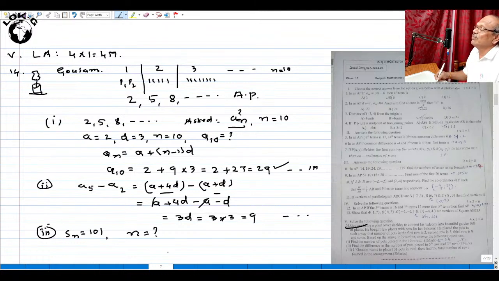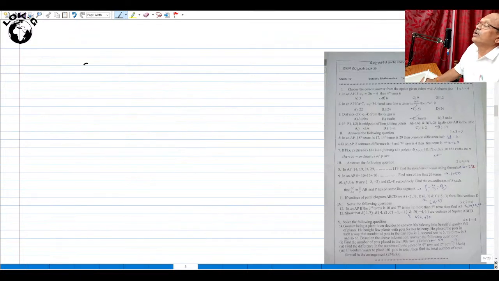This is now the problem of Sn. What is A already? A is 2, right? Then D is equal to 3. You have to find n using the Sn formula. Yes, let us use the formula. Sn is equal to n by 2 into (2A plus (n minus 1) into D). Okay, Sn he wants to have is 101.